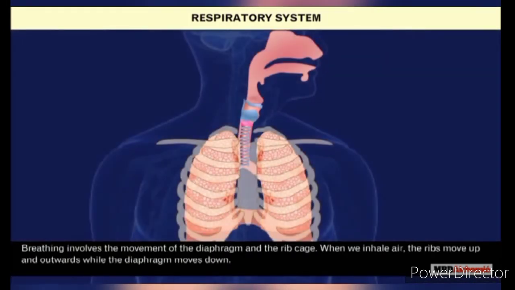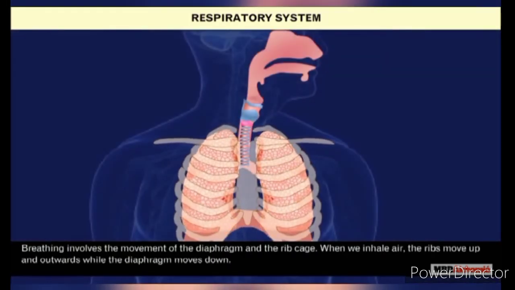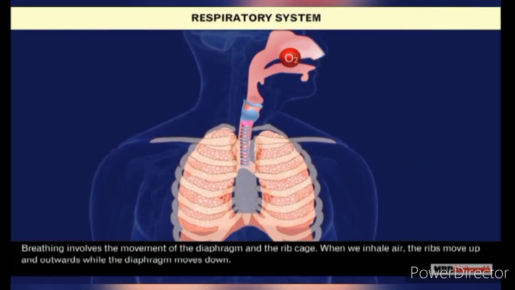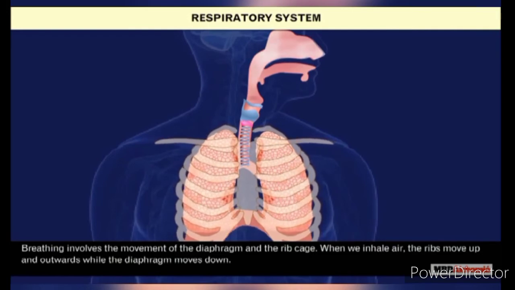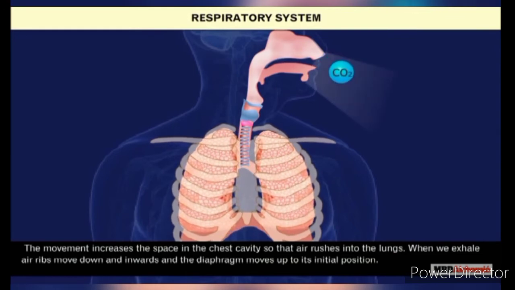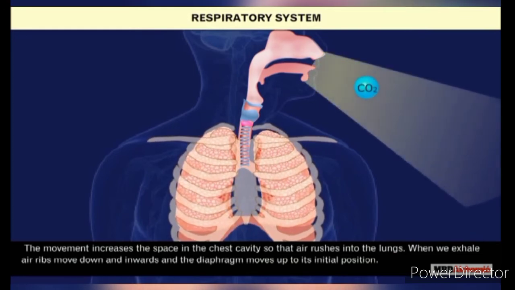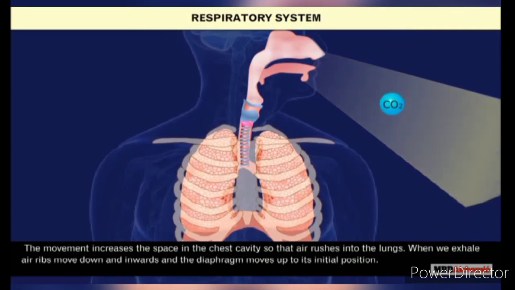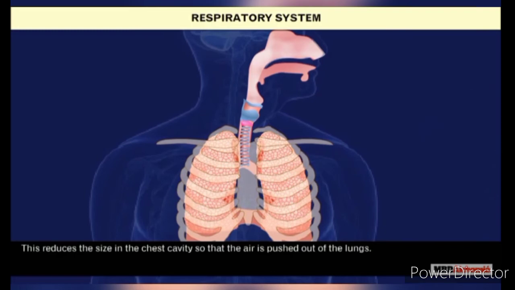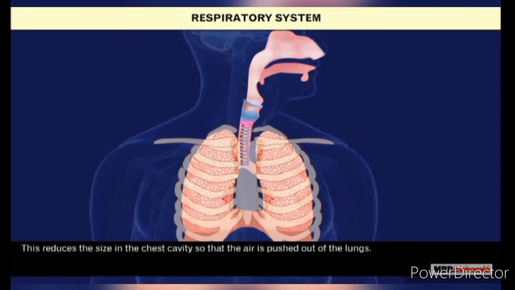Breathing involves the movement of the diaphragm and the rib cage. When we inhale air, the ribs move up and outwards while the diaphragm moves down. The movement increases the space in the chest cavity so that air rushes into the lungs. When we exhale air, ribs move down and inwards and the diaphragm moves up to its initial position. This reduces the size of the chest cavity so that the air is pushed out of the lungs.